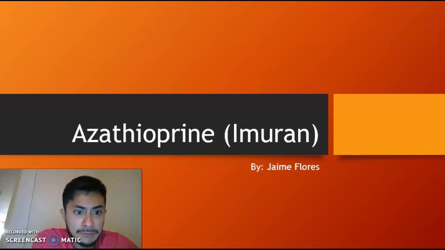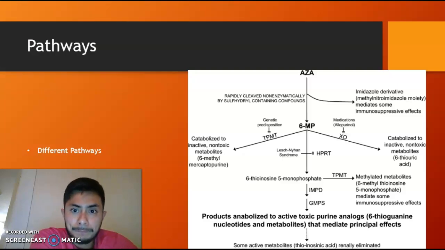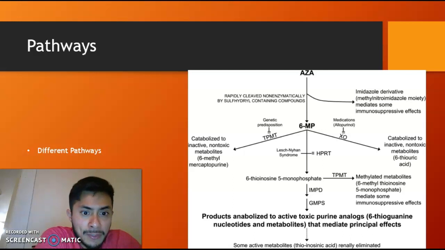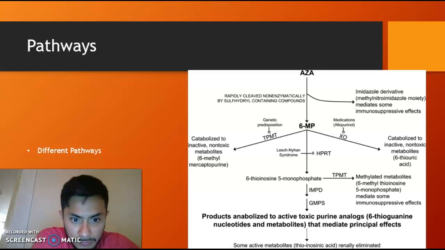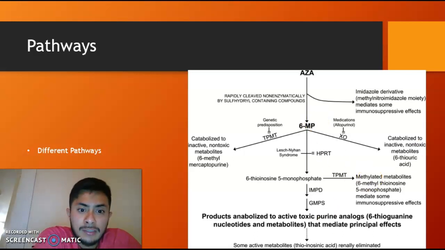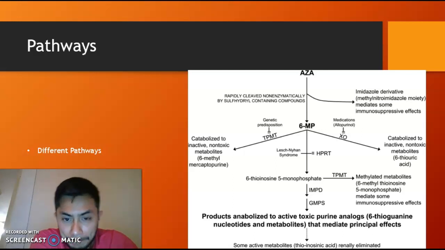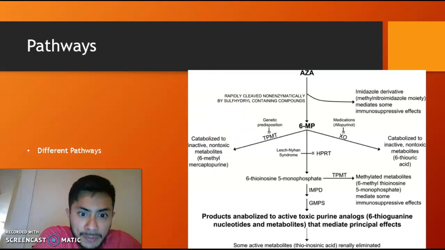So next, the pathway. There are three different pathways which Imuran can take, and here we can see those three different pathways, and we'll go a little bit more in depth on those on the next slide. But the main pathway we're trying to achieve is the one that goes straight down, and we're trying to achieve an immunosuppressive effect on this. But again, there are three different pathways, and we'll go over them on this next slide.